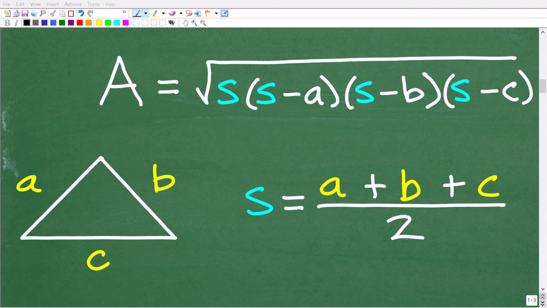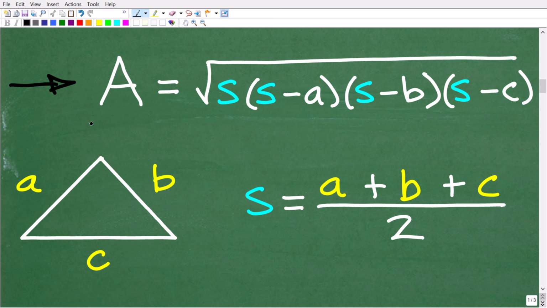Now, in all fairness, even if you took a great high school level geometry course and you did really well, you may not have been taught this formula because it's pretty rare, but we do need this specific formula in order to solve this problem.